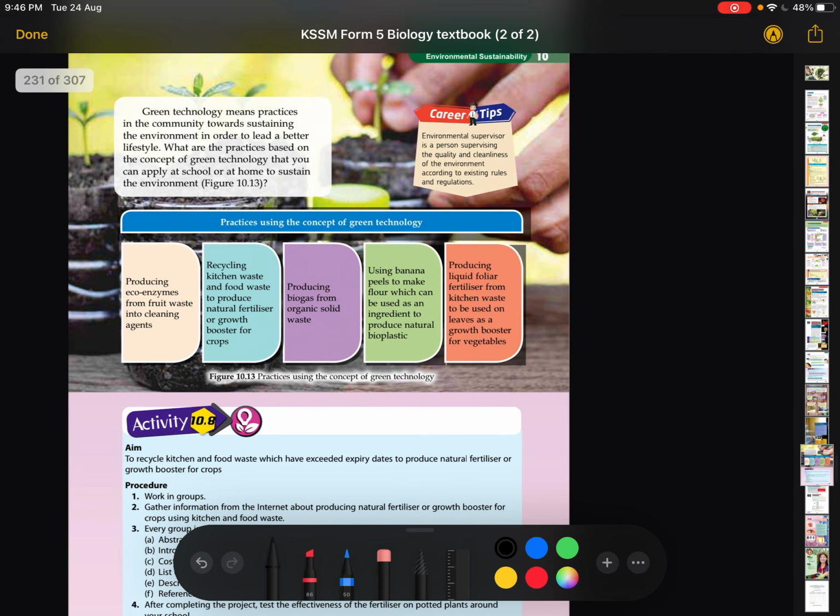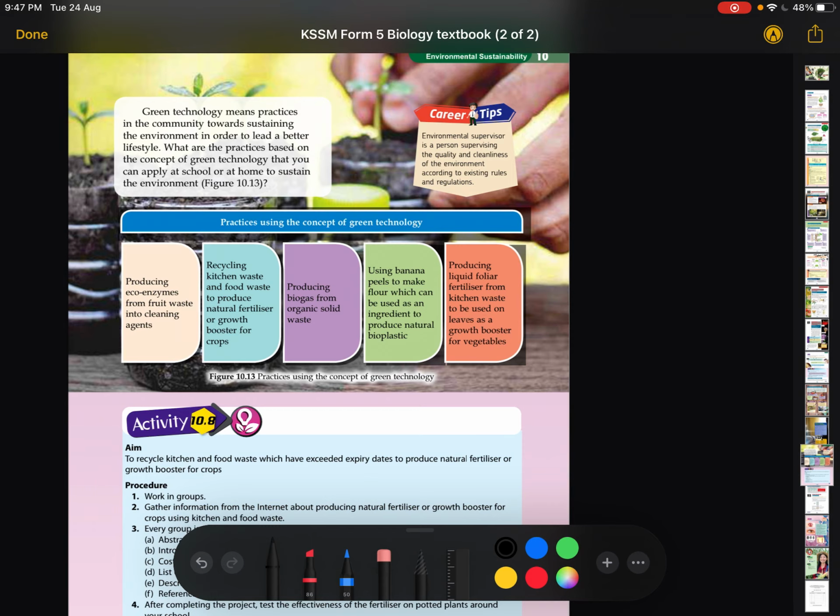So what can you do at home that can be considered as green technology? Number 1, you can use fruit waste to produce cleaning agents like detergent and soap. Number 2, you can recycle your waste to make compost or to make natural fertilizer for crops. Number 3, you make biogas from organic solid waste. I don't know how to do that. Number 4 is similar to the composting thing, but instead you use banana peels to make flour, and flour can be used to make natural bioplastic, so plastic that is biodegradable.